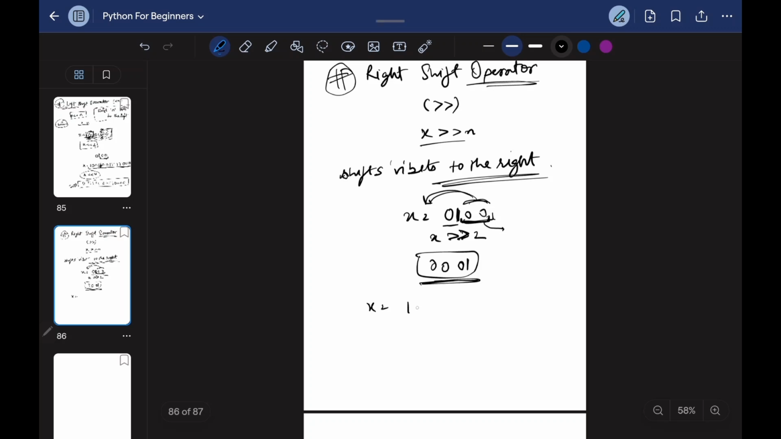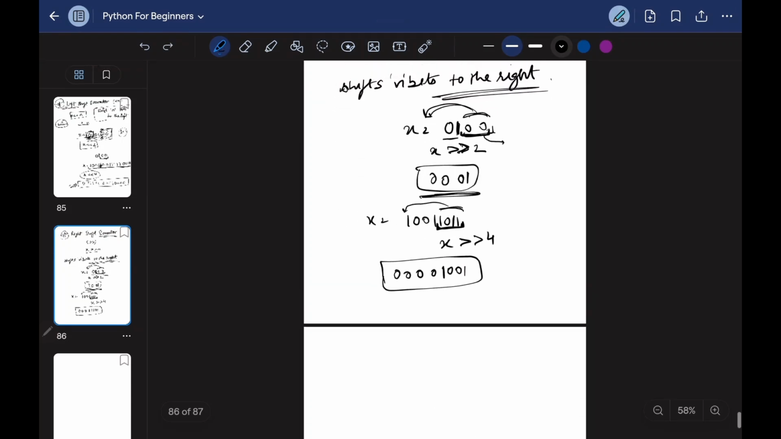Similarly, if my x is 1 0 0 1 1 0 4 5 6 7 8 and I do x right shift 4, then these 4 will be removed, and for the removed digits the same number of zeros will be added in the front. So the answer will become 1 0 0 1 0 0 0 0.